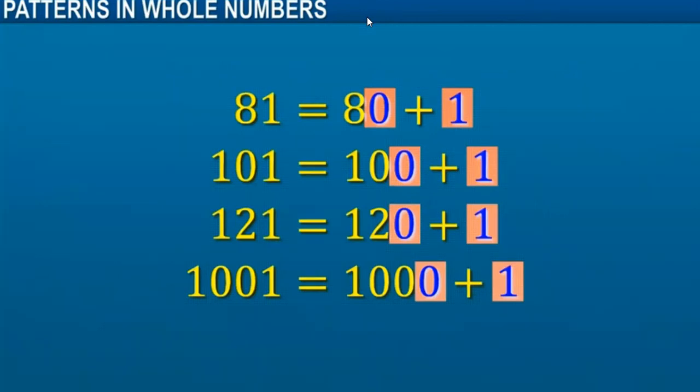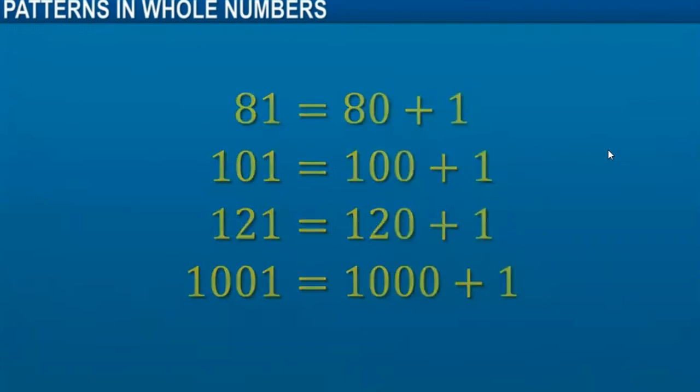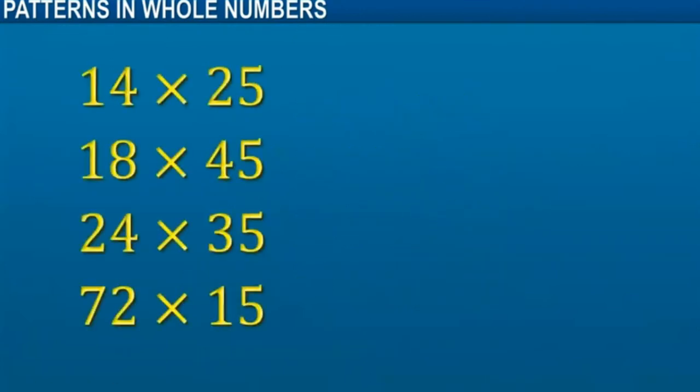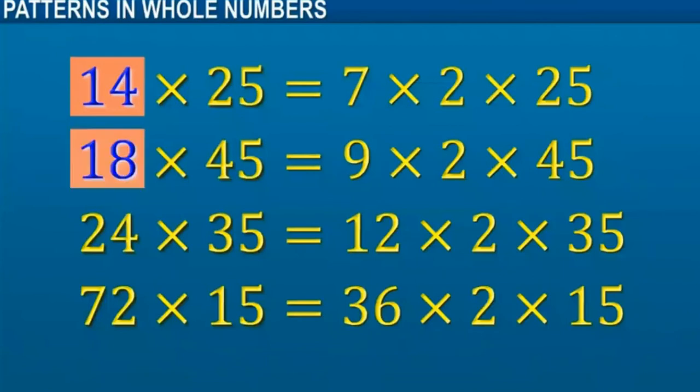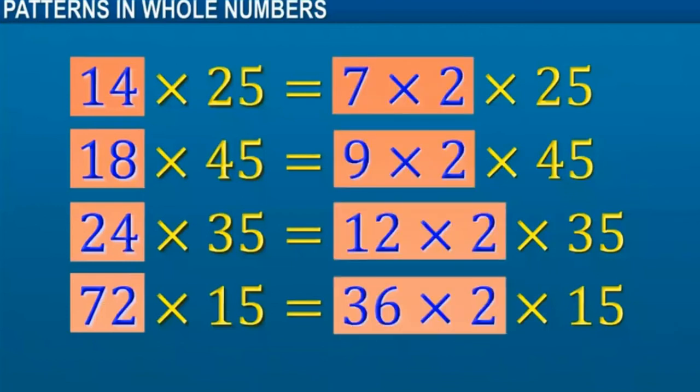Applying the distributive property to form such patterns helps us solve the problems quickly. Here is another example. Let us see how we can simplify them so you can do all of them quickly. All even numbers like 14, 18, 24, and 72 can be written as a product of its factors, of which one factor is 2.